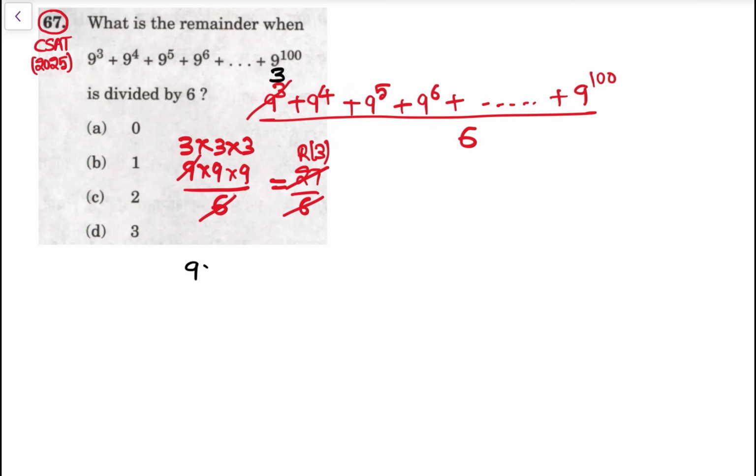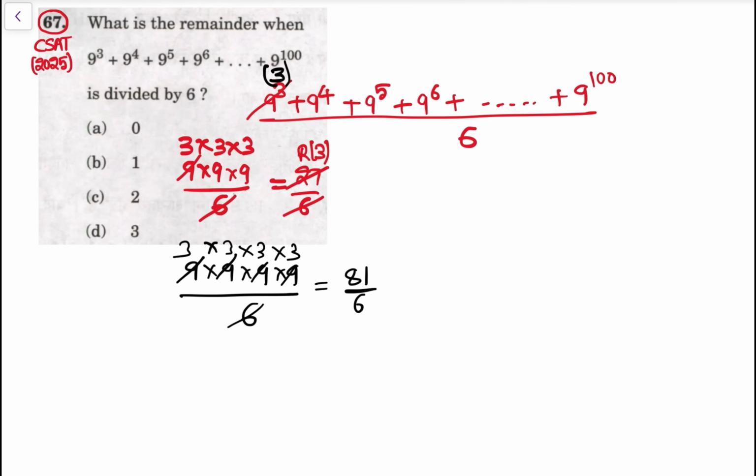Let's check 9 to the power 4, which is 9 into 9 into 9 into 9 upon 6. Here again the remainder is 3 into 3 into 3 into 3, that is 3 to the power 4, which is 81 upon 6. Divide 81 by 6: 6 ones are 6, 6 thirteens... 6 threes are 18, so the remainder is 3. Yes, the remainder 3 has come here too. Now 9 to the power 5 will also have remainder 3. There is a pattern.